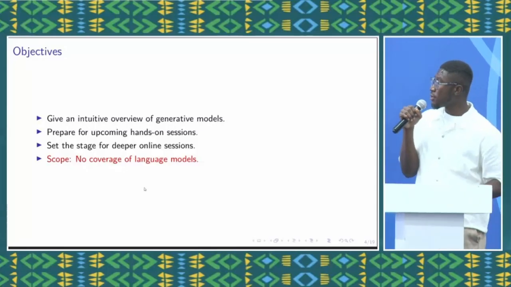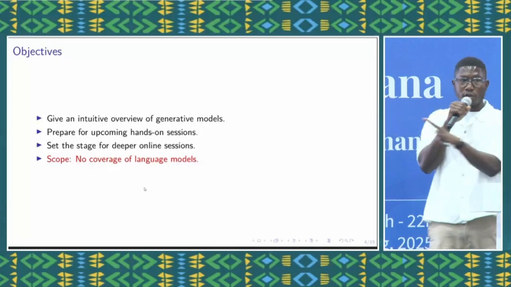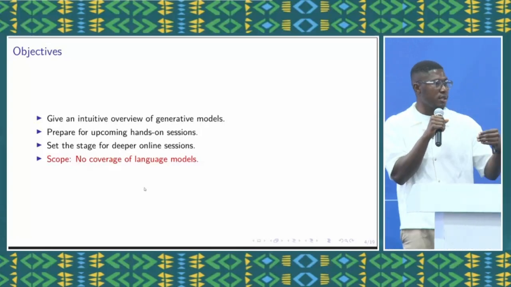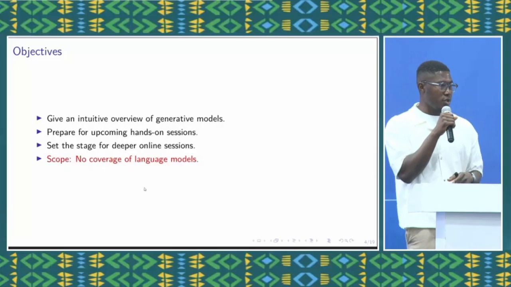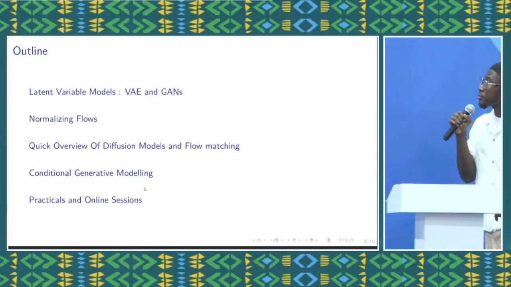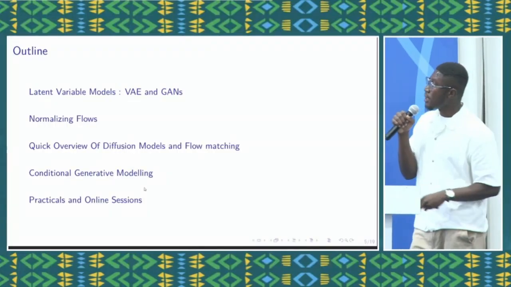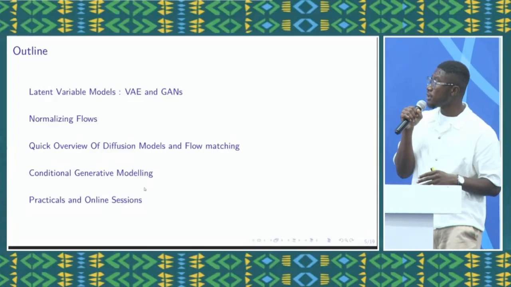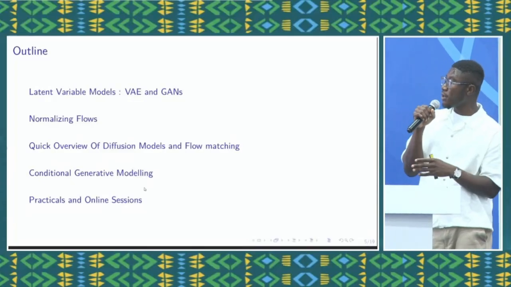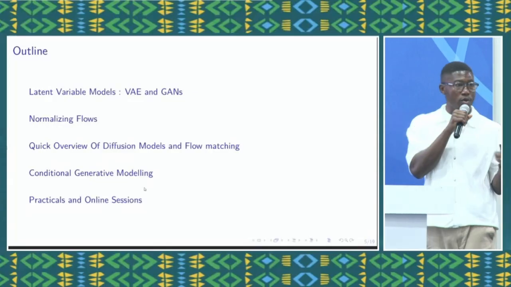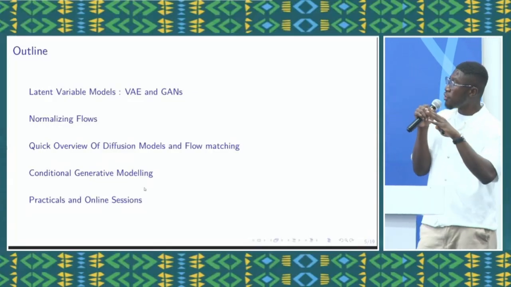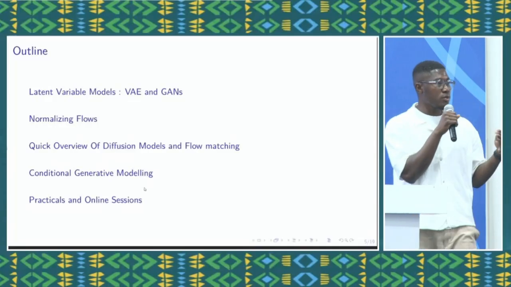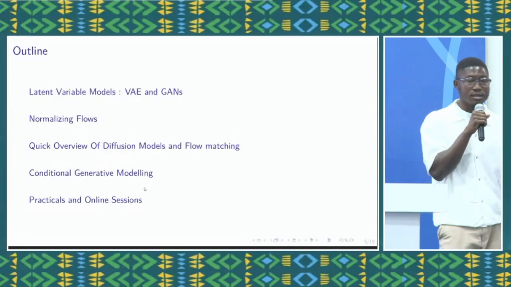And I would like to point out that we will not cover language models. They are still generative models, but there is a session tomorrow on language models. So first, I will introduce latent variable models, VAEs and GANs, and also normalizing flows. And also I'll do a quick overview of diffusion models and flow matching. Then we'll talk a little bit about how to do a conditional generative model.